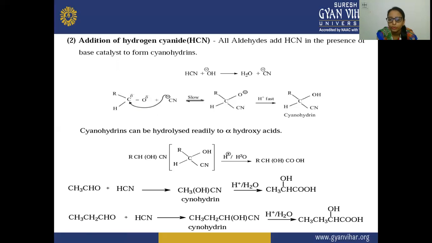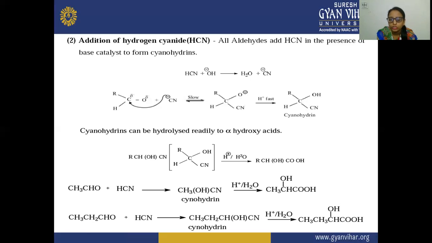Alpha, because on the alpha position, there is a presence of this hydroxy group. So you will see this is your carboxylic acid, and the neighboring carbon atom is the alpha position, the alpha carbon, and on this alpha carbon, there is the presence of this hydroxy group. So this is your alpha hydroxy acid formed here.